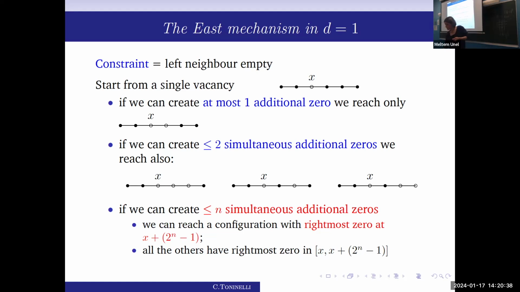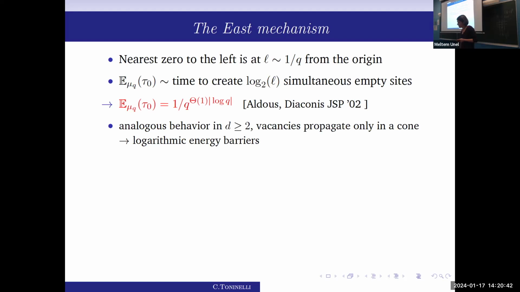What does it mean from the point of view of our stochastic dynamics? So you see there's this 2 to the power n. So in equilibrium, the first zero to the left of the origin is at a distance 1 over q. Okay, I'm sitting at the origin here, and I'm waiting. Waiting for what? Suppose I'm filled. So I wait for the first empty site to the left to be able to send me an empty site in order to allow my update.